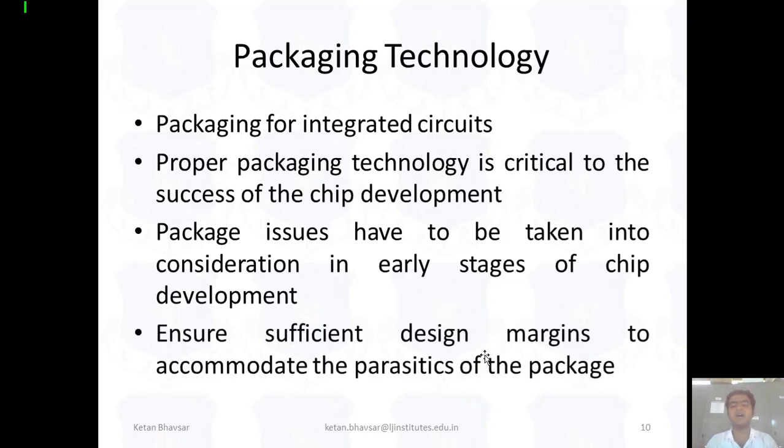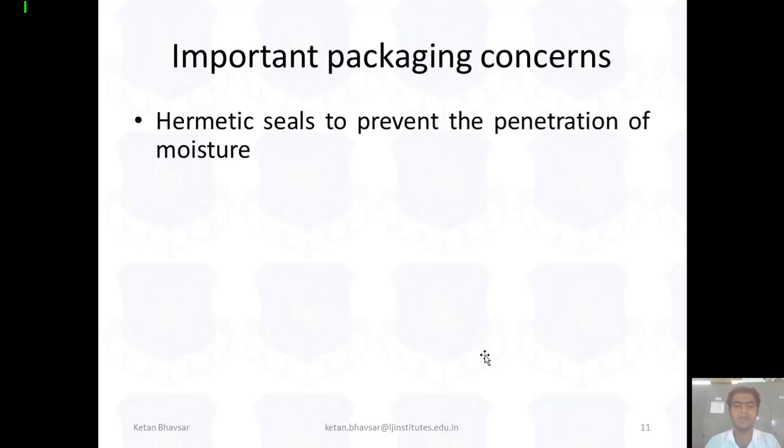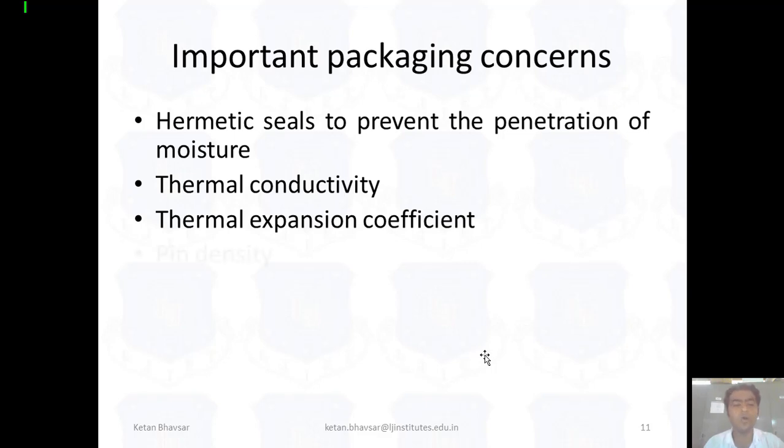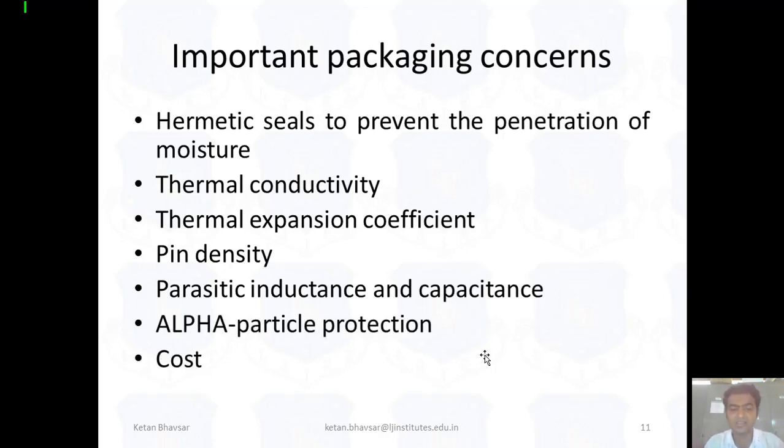Ensure sufficient design margin to accommodate the parasitics of the package. You have to take a sufficient margin for the parasitic values, or we can say parasitic capacitance, to accommodate the packaging technologies. Then the important packaging concerns: hermetic seals to prevent the penetration of moisture, thermal conductivity, thermal expansion coefficients, pin density, parasitic inductance and capacitance, alpha particle protection, and cost.